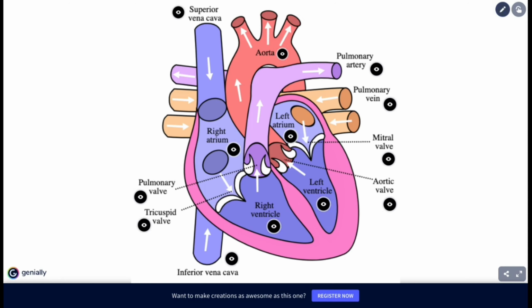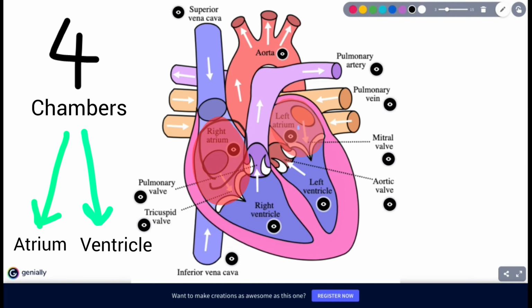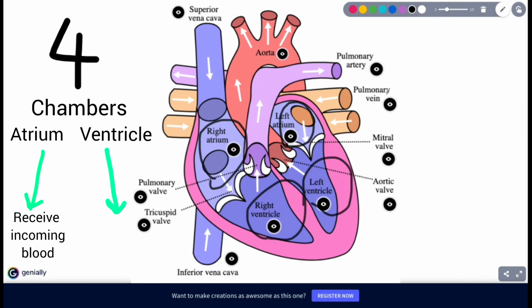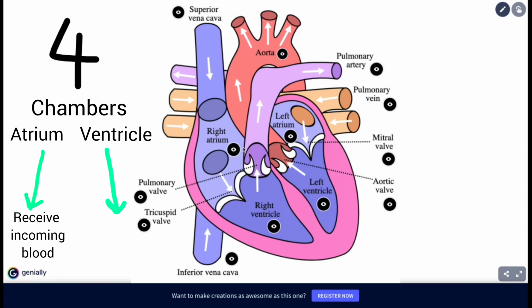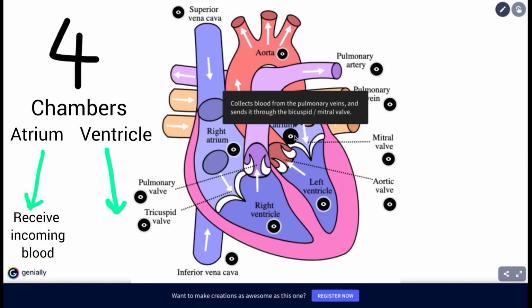The heart consists of 4 chambers. These 4 chambers are called atriums and ventricles. Each side of the heart has an atrium and a ventricle, thus making a left atrium, a right atrium, a left ventricle, and a right ventricle. The function of the atria is to receive incoming blood. The right atrium receives oxygen-depleted blood from the vena cavas, while the left atrium receives oxygenated blood from the 4 pulmonary veins.